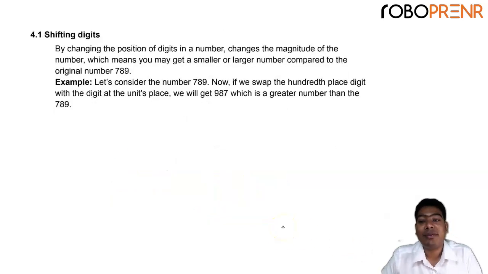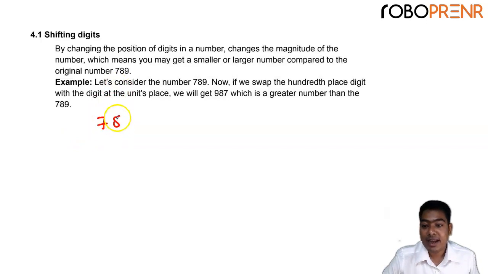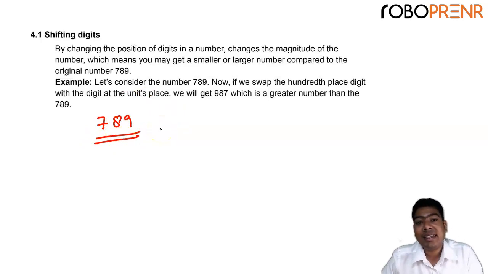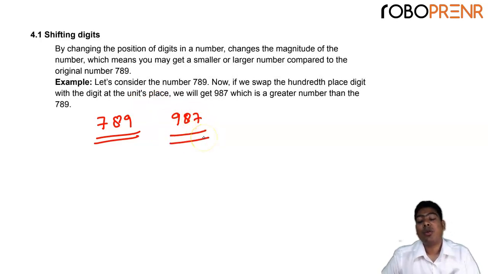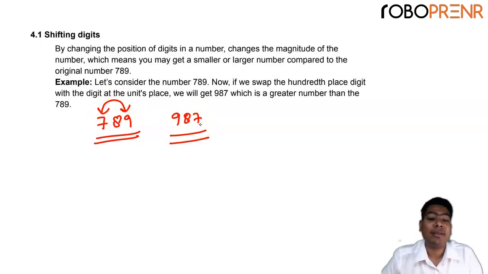Now let's understand what is the shifting of digits. By shifting digits, we are actually changing the position of the digits. When we change the position of the digits, the magnitude of the number gets changed. Let's understand this with a simple example. Let's take the number 789. When you interchange the digits, you may get the number 987. How did we get 987? We have just interchanged the positions of the 7 and 9 digits. Thus we got 987, which is a different number. This is known as shifting of digits.